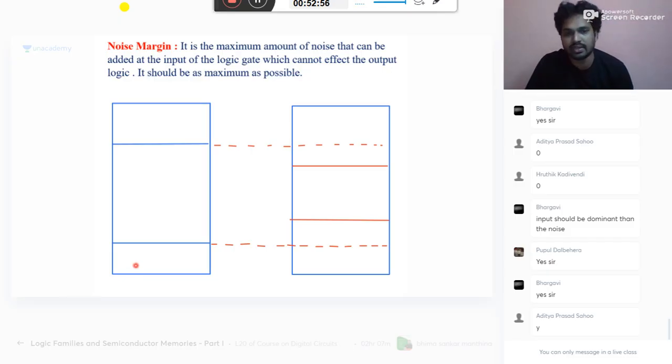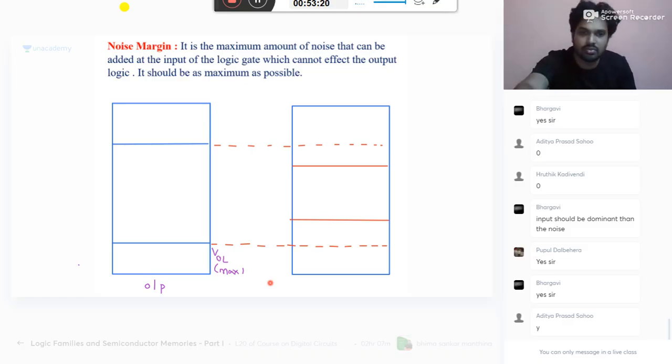When output is at 0, this is your output logic. Output is at 0. What is the meaning of 0? It should be 0 volts ideally, but it is not 0. By chance, it can increase up to this much. Because the transistor is in saturation, you expect 0, but maybe 0.2 volts will be there already.